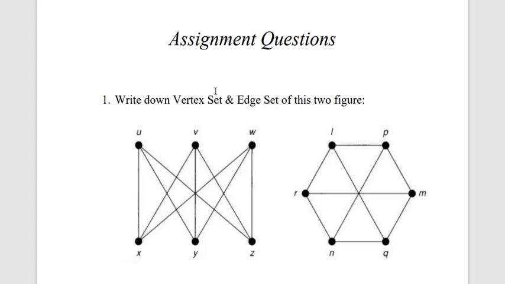Now here is your assignment question. We have to write down the vertex set and edge set of these two given figures, in brackets. Simple. Upload it in the Red and White application. So today's lecture is completed.